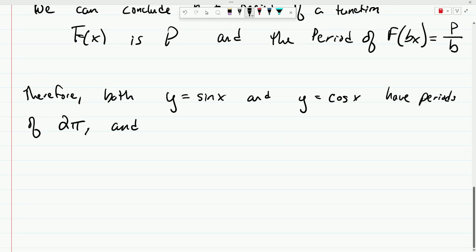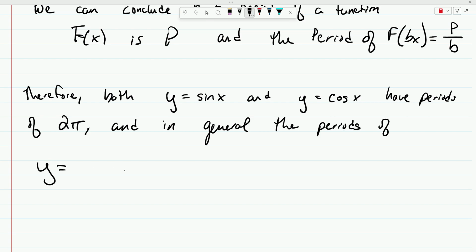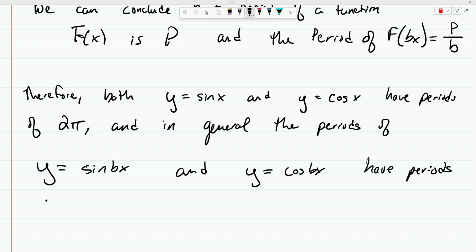And in general, the periods of y equals sine bx and y equals cosine of bx have periods of 2 pi over b. And that is the most important part about this lesson.